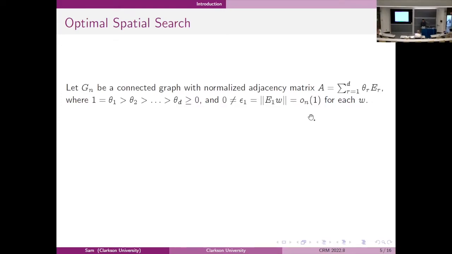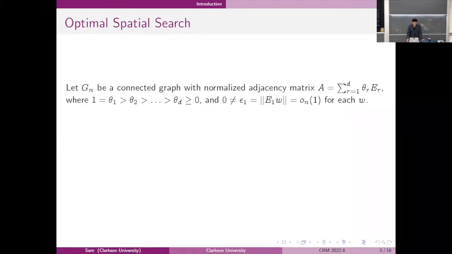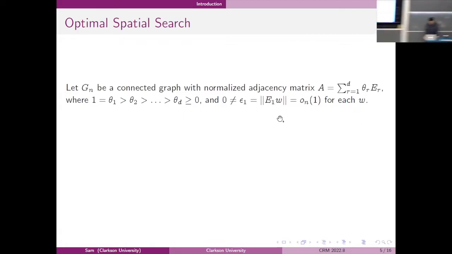That means asymptotically it would go to 0. It's not even a constant for each W. So here, in the previous talks, it says the W should be known in order to run this algorithm. But here we can focus on graphs that are vertex transitive, so it doesn't matter where W is. The amplitudes are always the same. The epsilon ones are always the same. So it's not depending on whether we know the target or not.